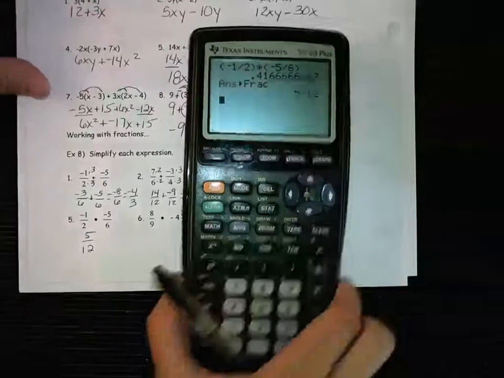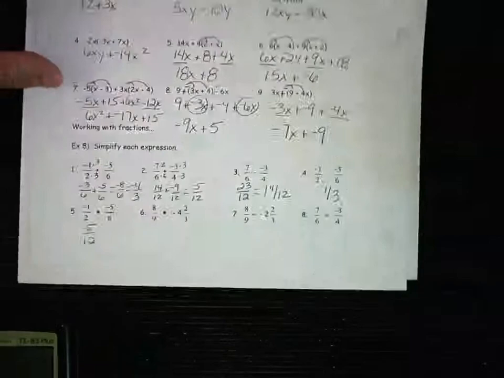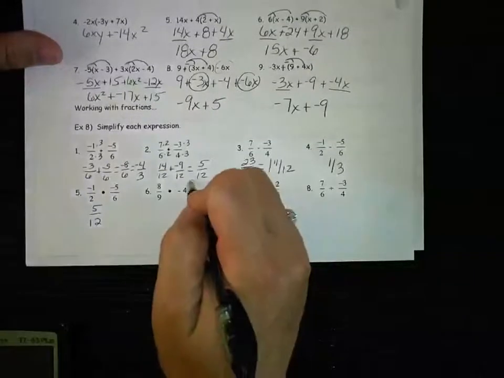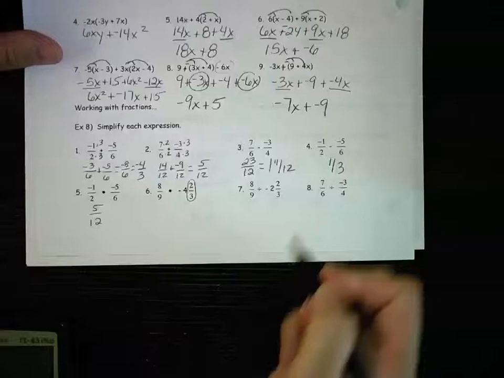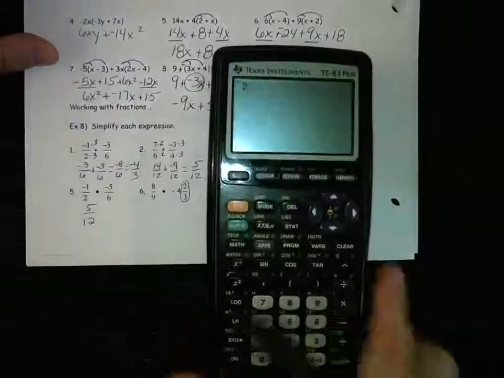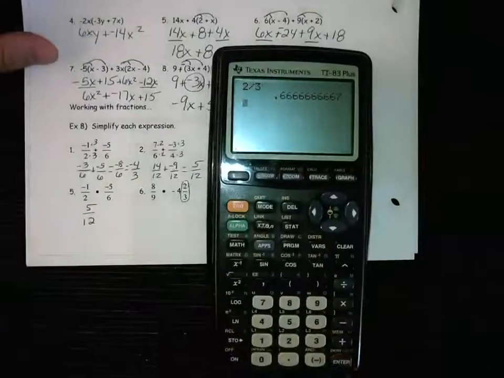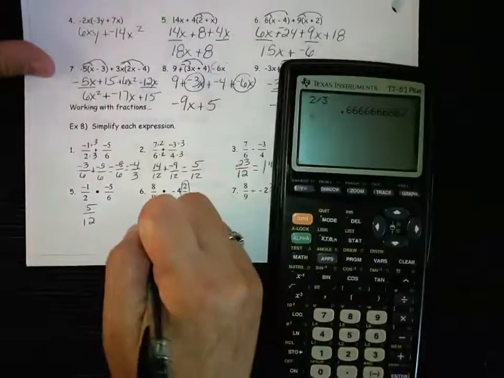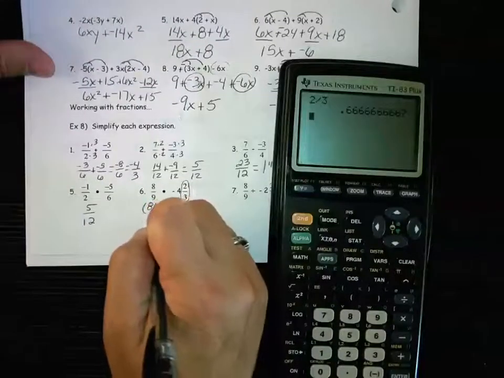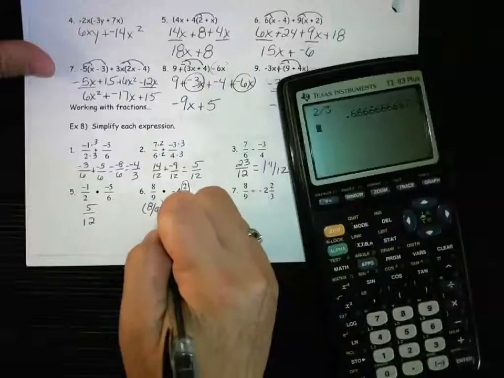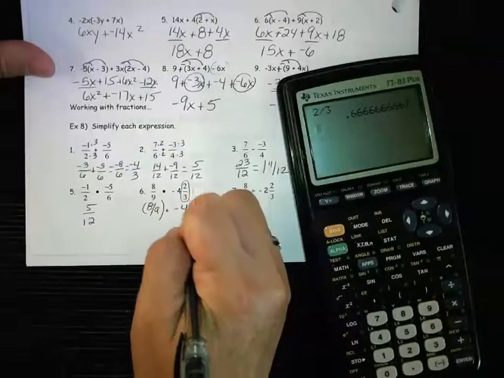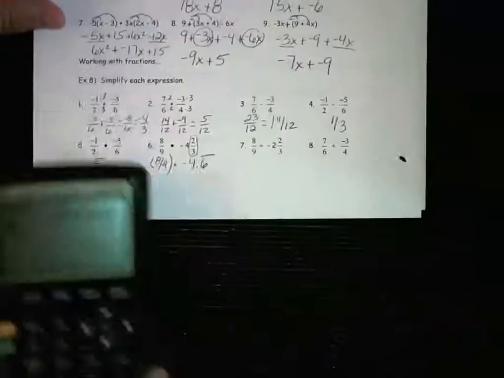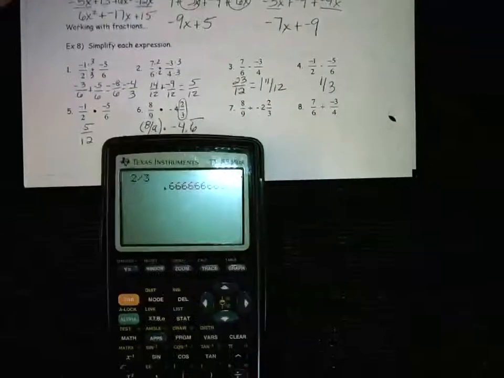Number 6, we have a mixed number in here. And if you want to do anything with mixed numbers, what I would do is change that to a decimal. 2 divided by 3 is 0.6 repeating. And when I entered this into my calculator, I would do 8/9 times -4.6 repeating. It's a combination of fractions and decimals, and your calculator is fine with that.